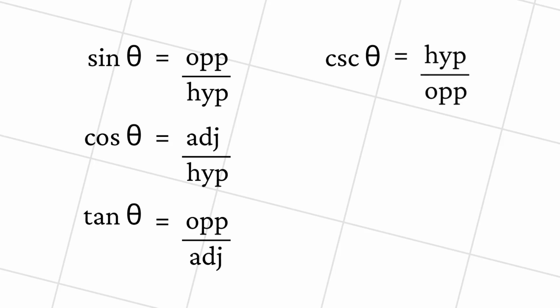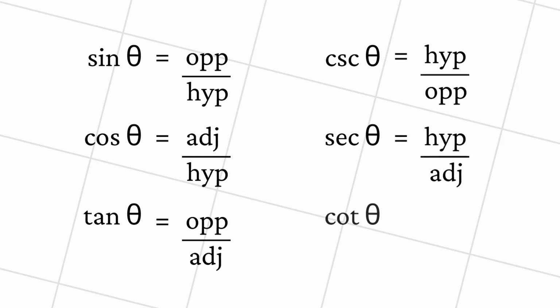So finally, to summarize, we have sine theta, which equals opposite over hypotenuse. Next is cosine theta, which equals adjacent over hypotenuse. Next is tangent theta, which equals opposite over adjacent. For our reciprocal functions, we have cosecant theta, which equals hypotenuse over opposite, secant theta, which equals hypotenuse over adjacent, and finally, cotangent theta, which equals adjacent over opposite.